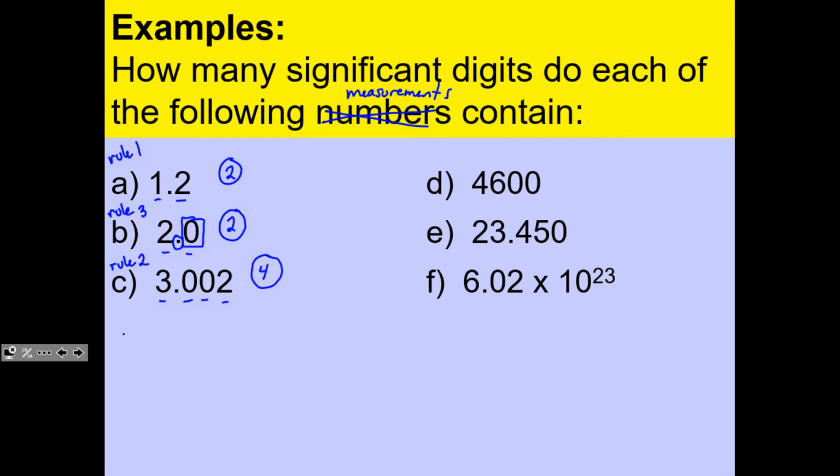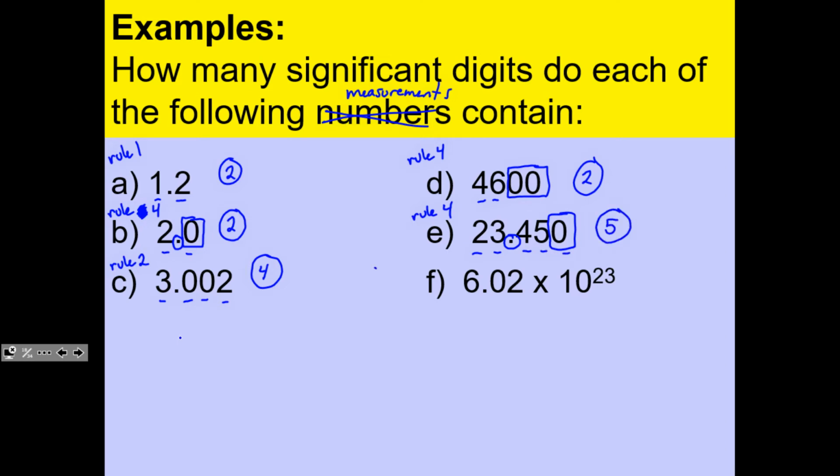Letter D. I see a rule number 4. And excuse me, I'm going to go back and change this. Letter B should be rule 4. I see 2 trailing zeros. There is no decimal place, so there are only 2 significant digits here. E, I see another rule 4. I see a trailing 0. Is there a decimal place? Yes. So 1, 2, 3, 4, 5. All of them are significant.